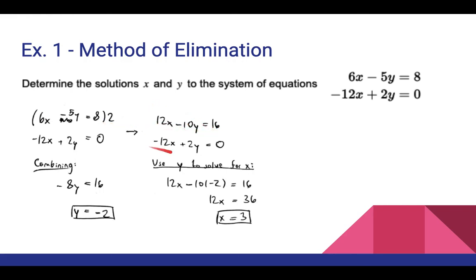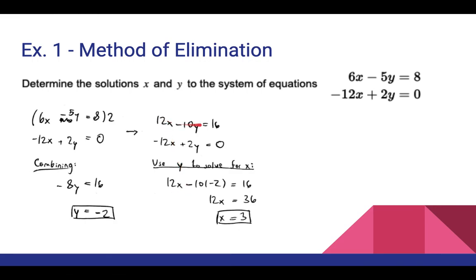So now when we combine these two equations, the 12x and negative 12x are going to cancel out, which is going to leave us with negative 10y plus 2y, negative 8y, equals 16. So we get negative 8y equals 16, which yields for us y equals negative 2. So now what we can do is go back and plug y equals negative 2 into one of our equations. Either one is perfectly fine to solve for x.